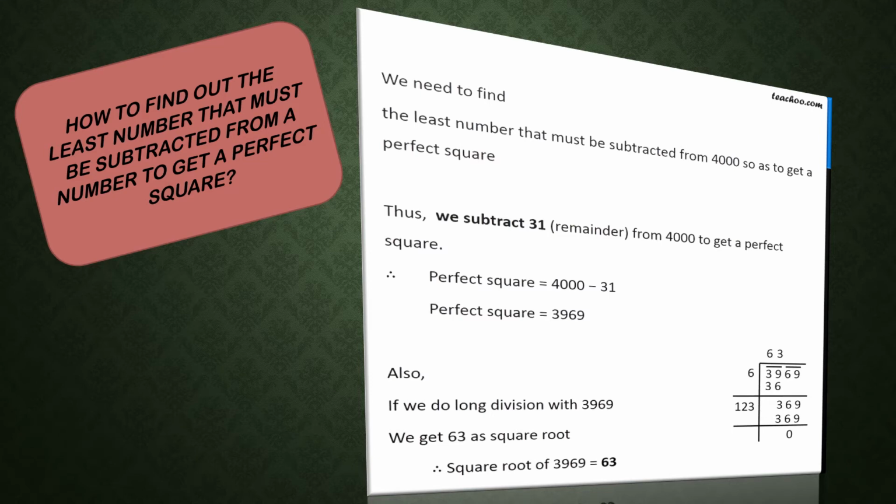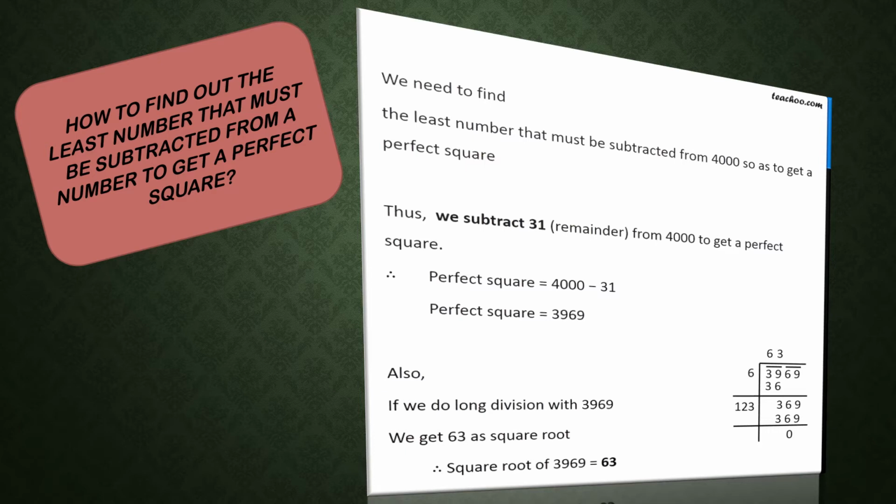Now, one more interesting question. One more type of sum we are going to solve. Before that, I want to introduce you to this process: how to find out the least number that must be subtracted from a number to get a perfect square.